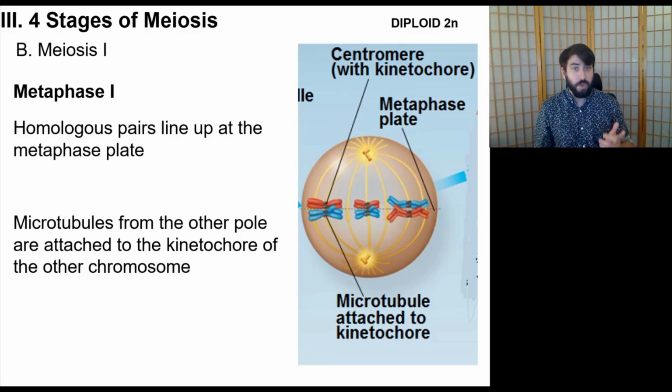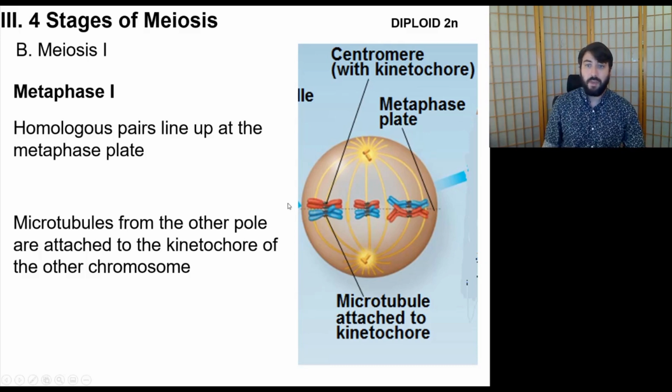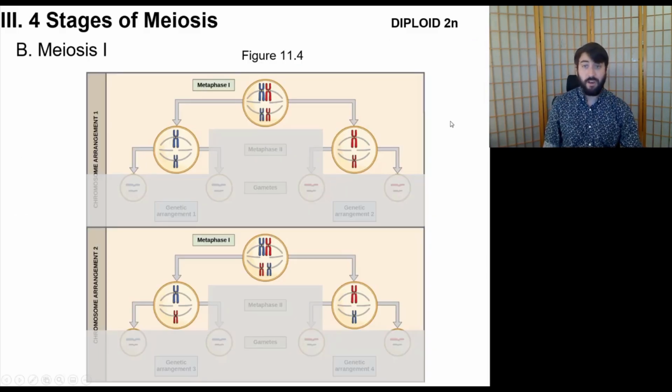Well, really quick and really important to point out, though, remember I said they randomly line up? Well, like you can see here in this diagram, that means some of the homologous chromosomes from the mom are oriented on one side, while some are oriented towards the other side. This is really important later on down the road. Now, actually, figure 11.4 explains this pretty well.